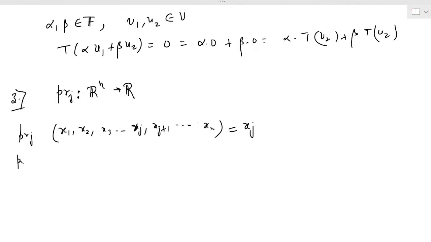If I say what would be PR1, it would return me the first coordinate, the top one. This is x1. So this is the projection along E1. This is the projection along E1. This is the projection along E2. Okay, this is what you do.